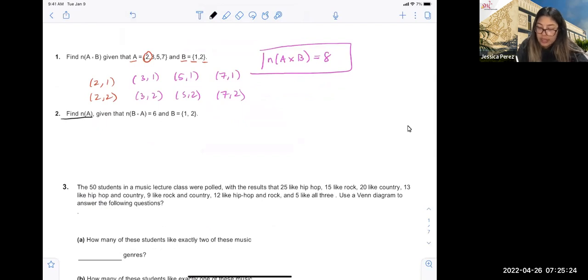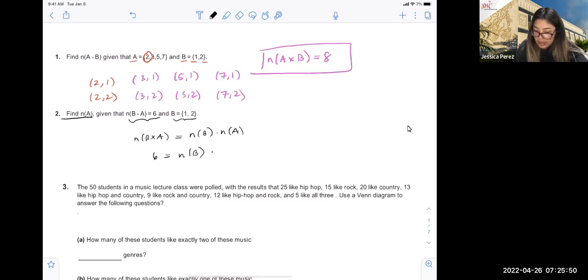Find the cardinality of A given that the cardinality of A cross B is 6 and the cardinality of B is 2. So remember that the cardinality of B cross A is the same as N of B times N of A. With the multiplication, we know that it's an equation. N of A cross B is 6, which is equal to N of B times N of A. Then the cardinality of B is 2, right? Because there's 2 items in there. So 2 times N of A is equal to 6.